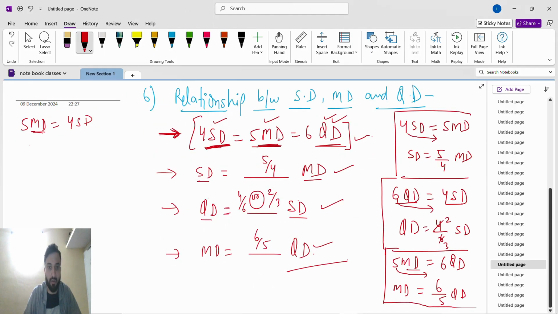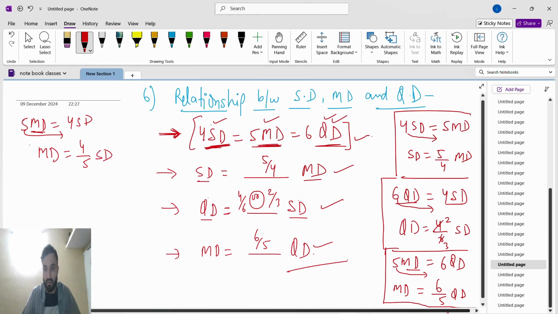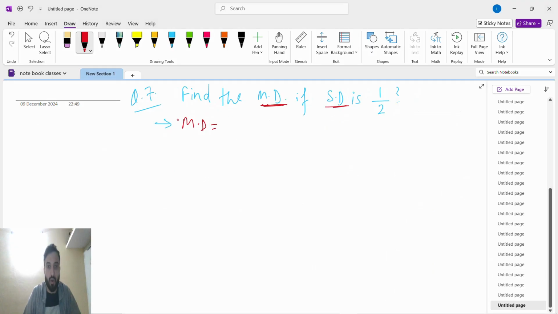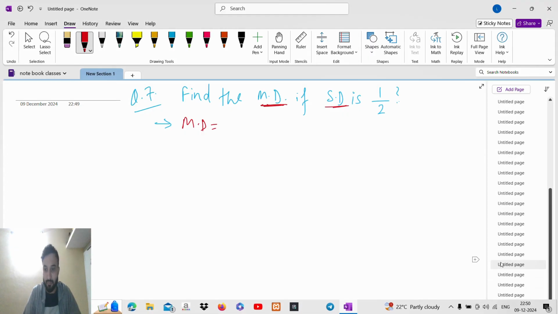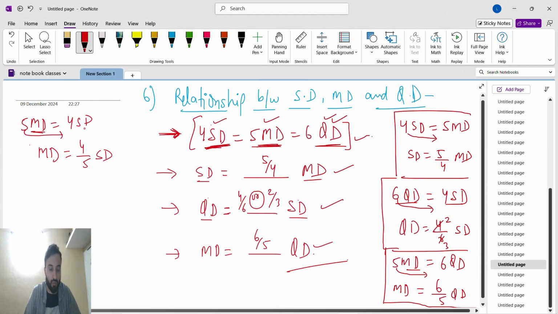So 5 mean deviation is equal to 4 standard deviation. For finding the mean deviation, 5 will go this side, so mean deviation is equal to 4/5 into standard deviation. Simple thing: whatever we have to find, keep on one side, and send the other number to the other side. The same thing you have to do, guys. Whatever we have to find and whatever they have given, both things will be in the question, so we write them as it is.